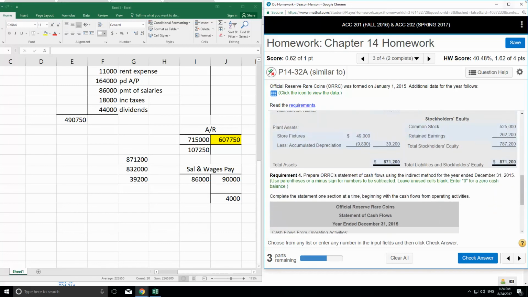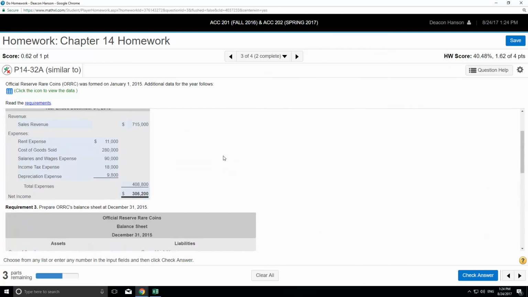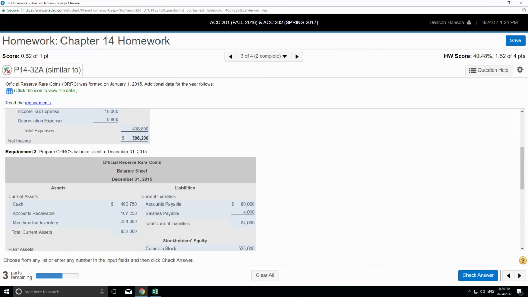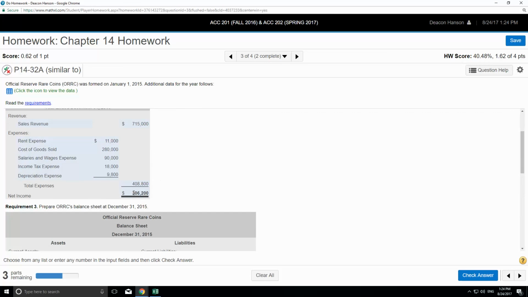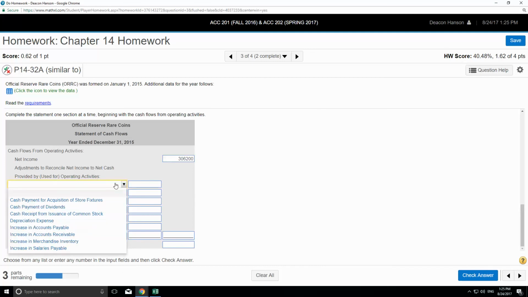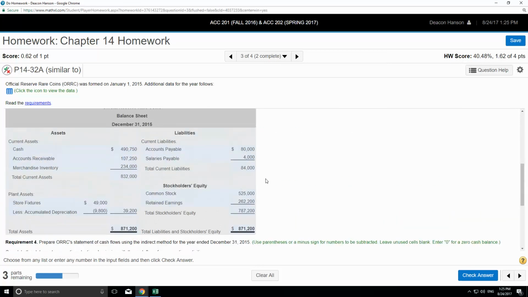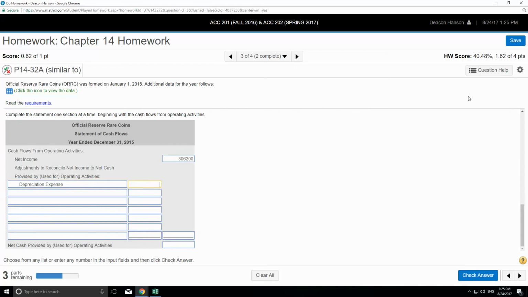Now they want me to prepare the statement of cash flow. Okay, so in an indirect method statement of cash flow, we start with net income. So I'll get that from my income statement, 306,200. Okay. And then we make some adjustments, right? So we're going to add back depreciation expense. If you remember from that cheat sheet I gave you, depreciation expense was 9,800.